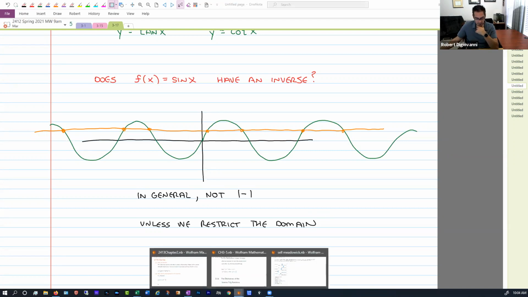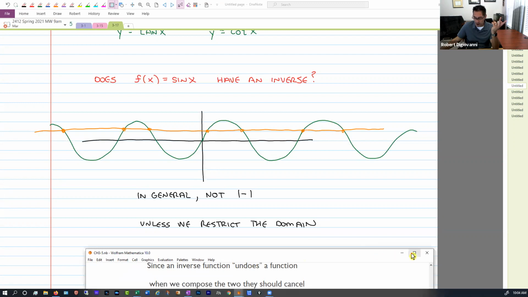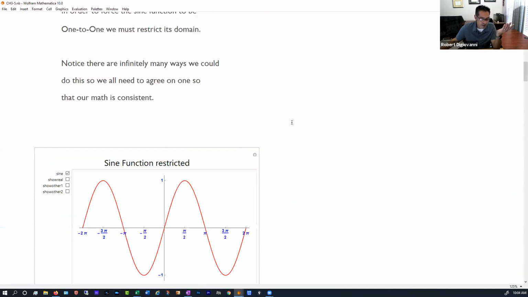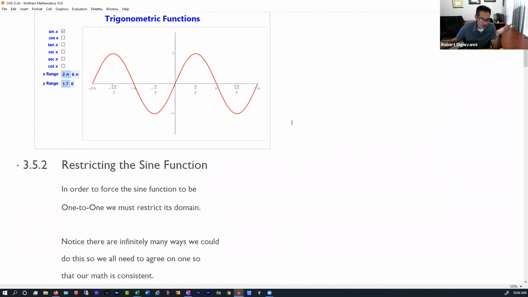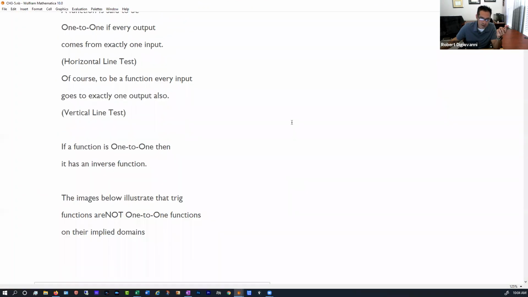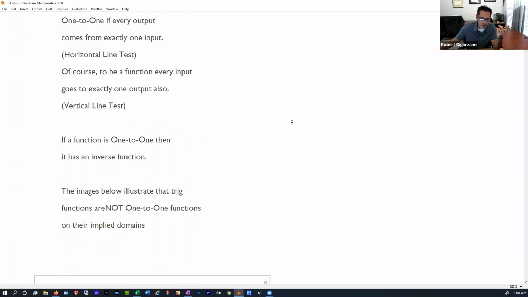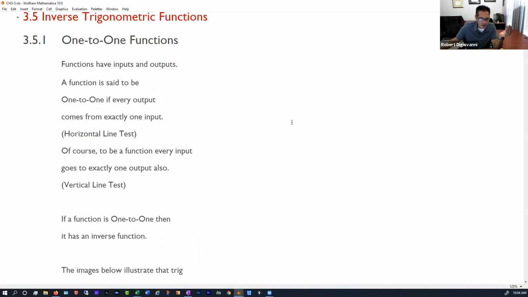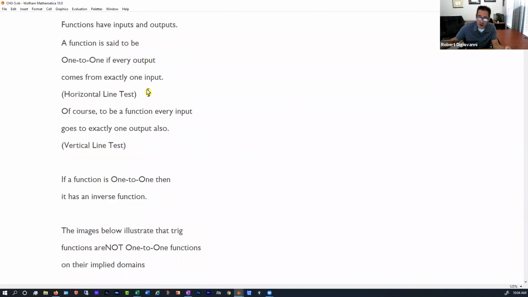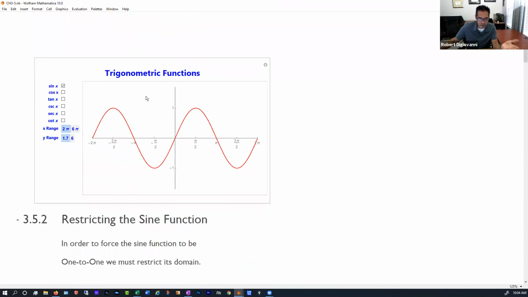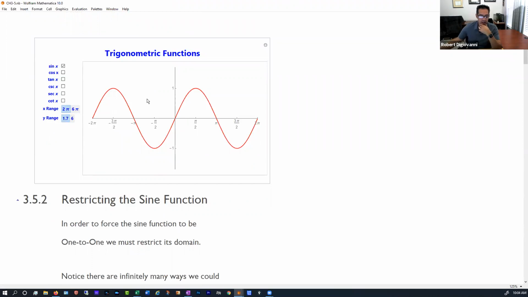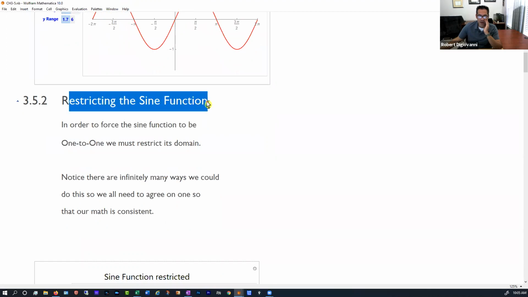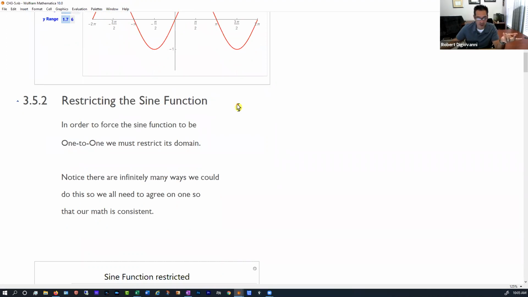I have a separate set of notes here. This is straight out of my Cal 2 class. These are the notes that I give them when we start off, because the first thing we do in Cal 2 is go back to inverse trig functions, and then we talk about their derivatives. The first thing I do is remind them what one-to-one functions are, and then what the trig functions are, and then I say, okay, how do we restrict the sine function so that it does have an inverse?